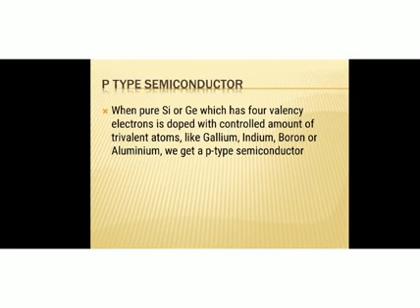Now what do you mean by P-type semiconductor? A P-type semiconductor is obtained whenever you add trivalent impurities like gallium, indium, boron or aluminium. Trivalent impurities means atoms with 3 valence electrons. So when a pure silicon or germanium crystal, which has 4 valence electrons, is doped with a controlled amount of trivalent atoms like gallium, indium, boron or aluminium, we get a P-type semiconductor.